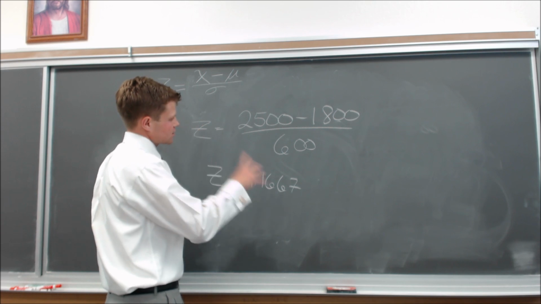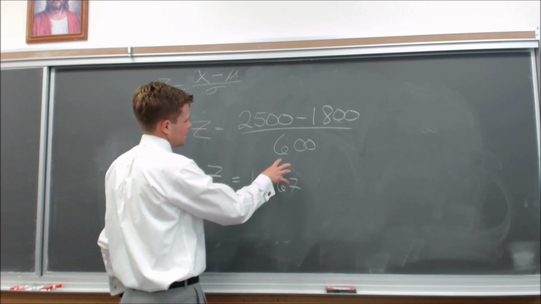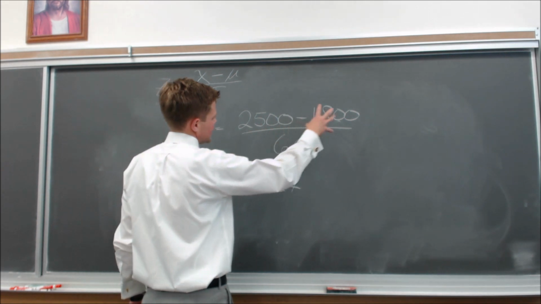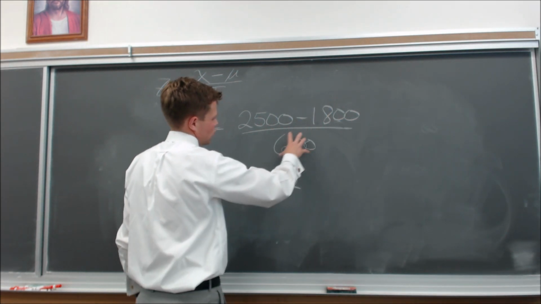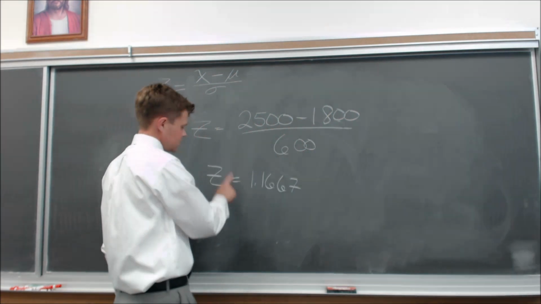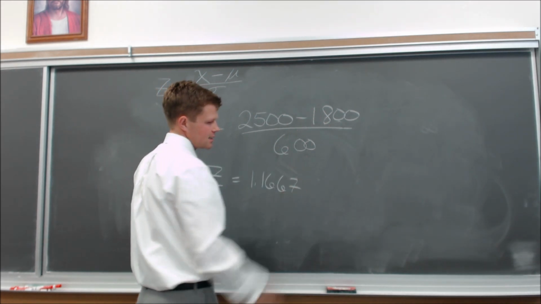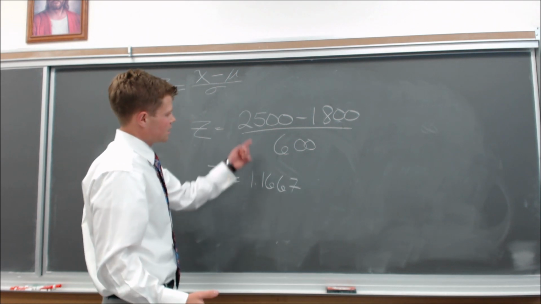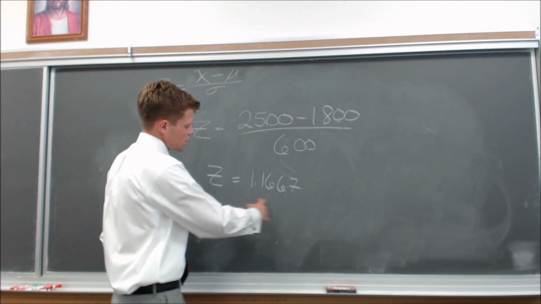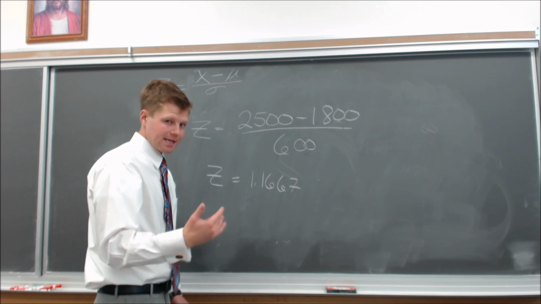Now, if you think about it, this makes sense. Let's just break this down for a second here. If our mean is 1,800 and one standard deviation, which would be a z-score of 1, is 600, then if you went 600 above 1,800, you'd be at 2,400. And we were at 2,500. So the fact that we got a little bit above 1 should make sense.